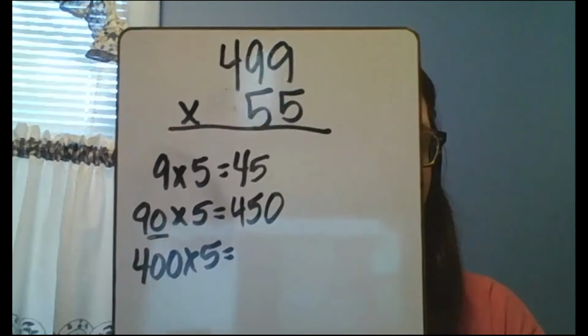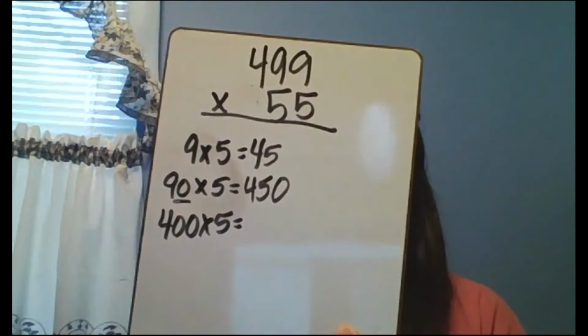Then we have 400 times 5. So let's think of our 4 times 5. Let's break it down. 4 times 5, we know, is 5, 10, 15, 20. We know that 4 times 5 is 20. So let's write that down, because sometimes you might need to break that apart.